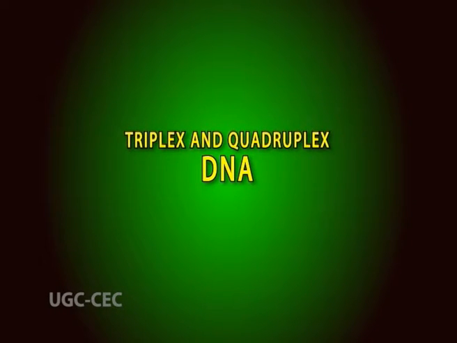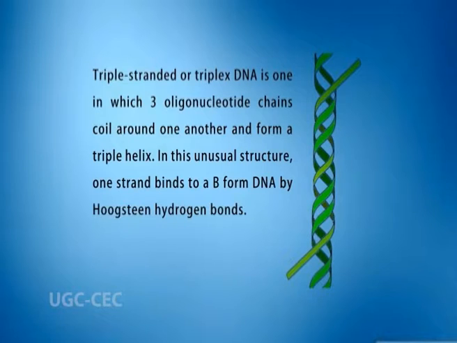Triplex and quadruplex DNA. DNA can sometimes also exist in 3-stranded form known as triplex DNA and 4-stranded form known as tetraplex DNA. Triple-stranded or triplex DNA is one in which 3 oligonucleotide chains coil around one another and form a triple helix. In this unusual structure, one strand binds to a B-form DNA by Hoogsteen hydrogen bonds.